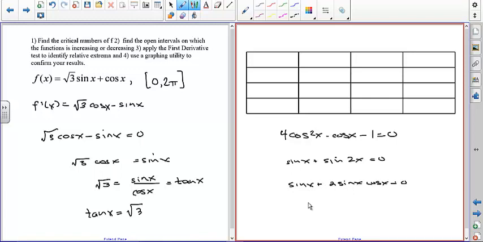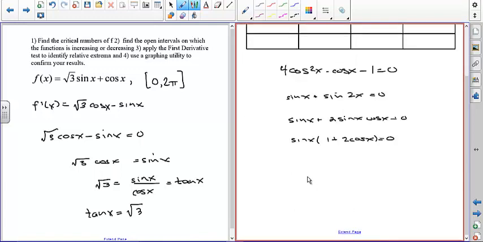And then you have this common factor, so you could factor out the sine of x. So you'd have sine of x times 1 plus 2 cosine of x. So you'd find the solutions where sine of x equals 0 and where 1 plus 2 cosine x equals 0. So that's another example.